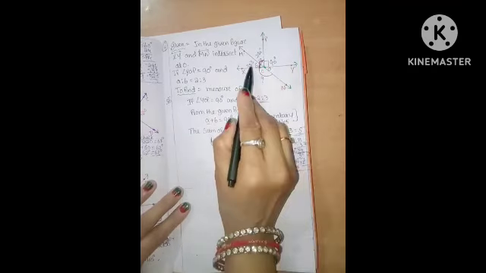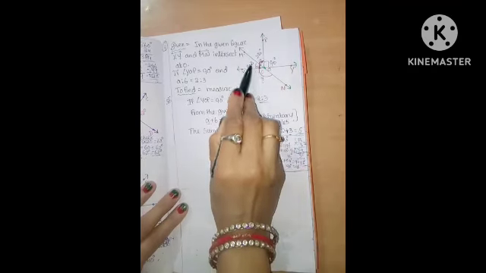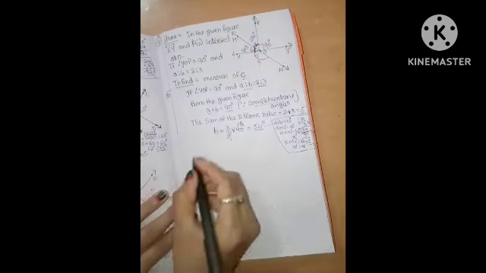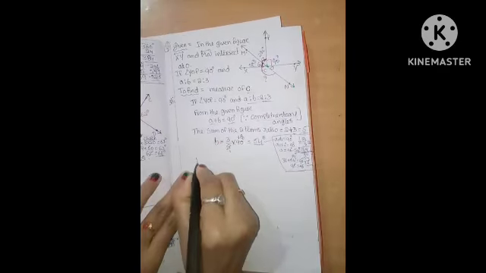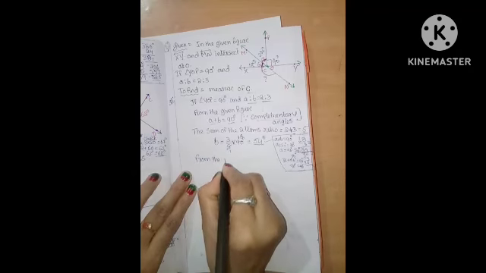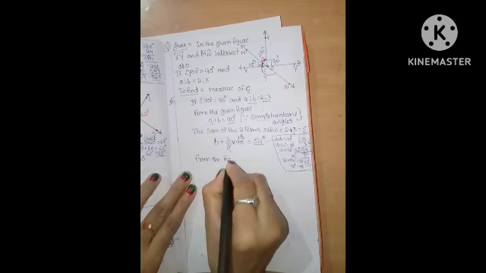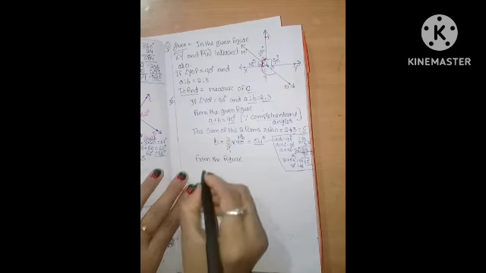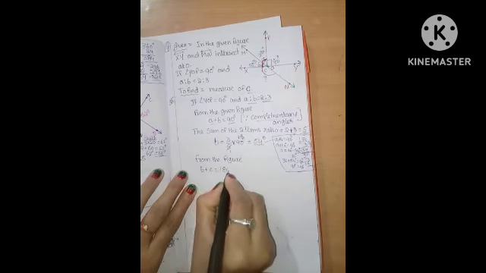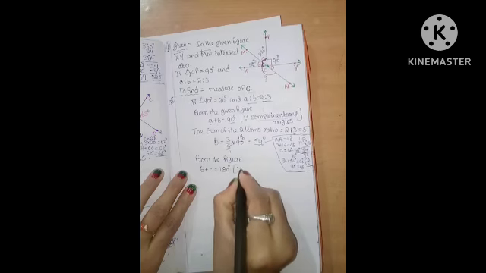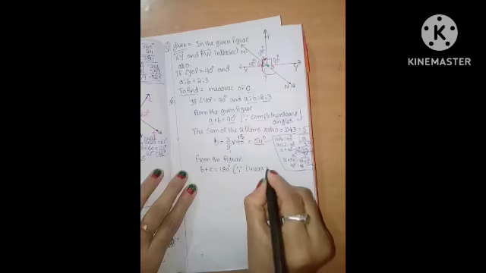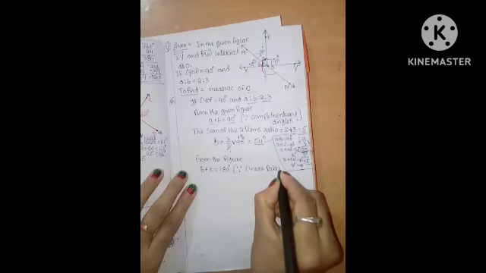Why? Because these two are linear pairs of angles. MN is the straight line. From the figure, B plus C is equal to 180 degrees. Why is it 180 degrees? These two are linear pairs.